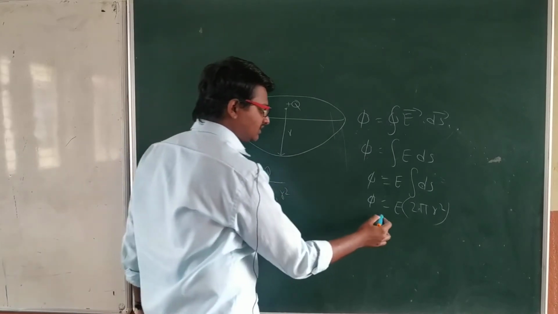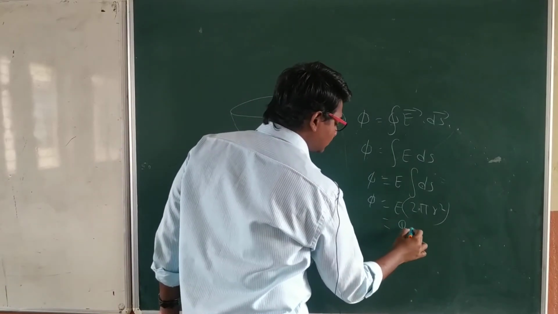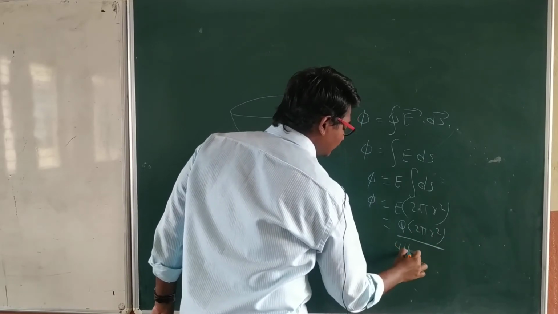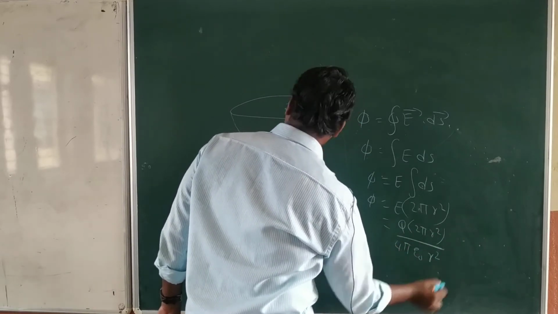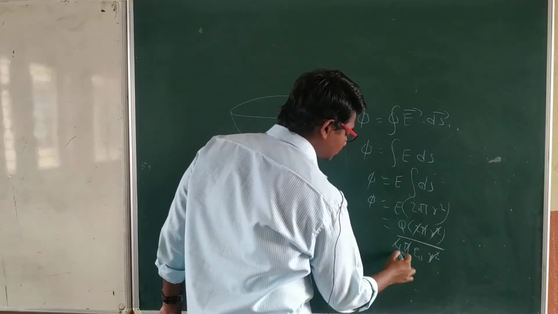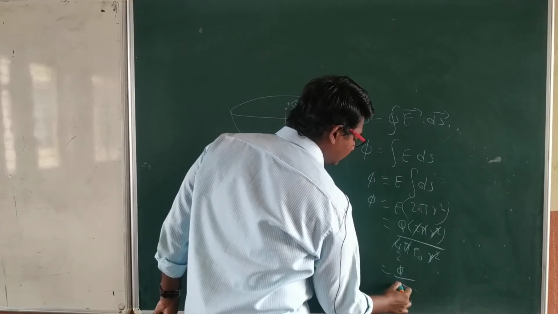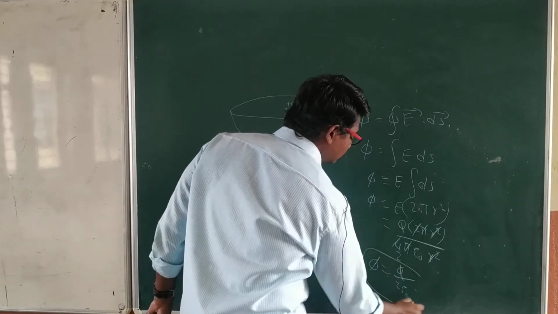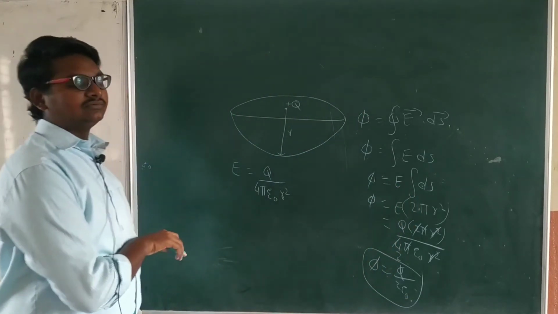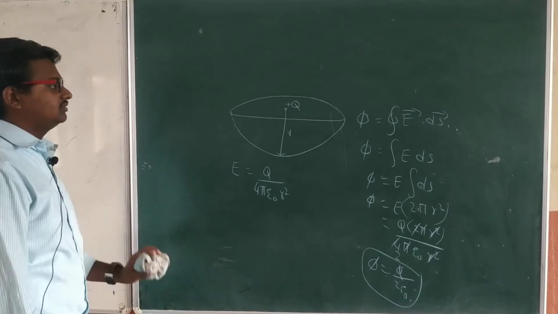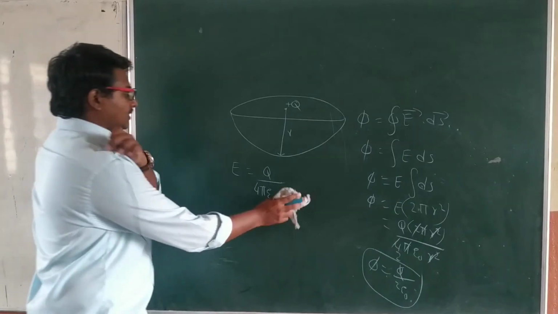Let's substitute that in this equation. That is Q into 2 pi r square divided by 4 pi epsilon naught r square. We will cancel r square and r square, pi and pi, 2 ones, 2 twos. That is Q by 2 epsilon naught is the flux value. Phi is equal to Q by 2 epsilon naught we are going to get. That's it. Right.